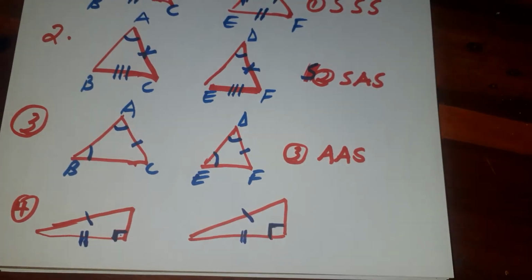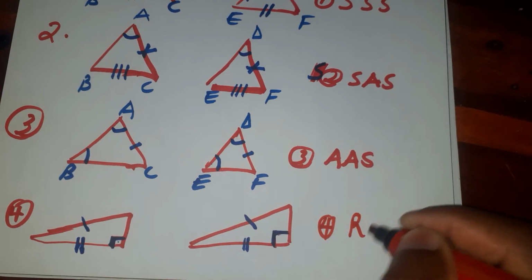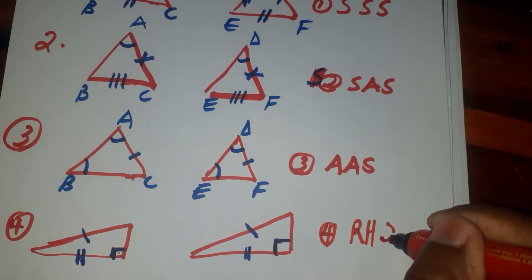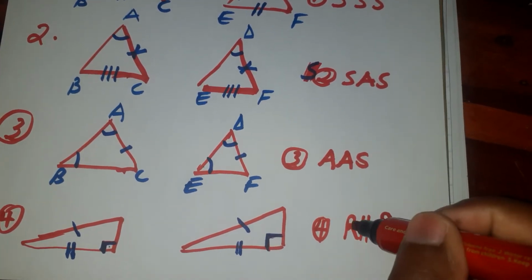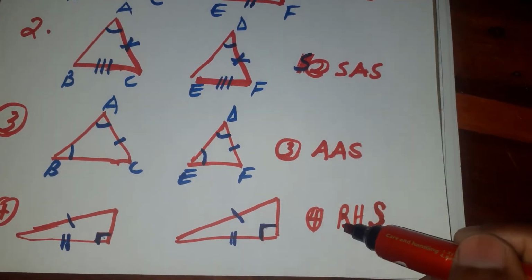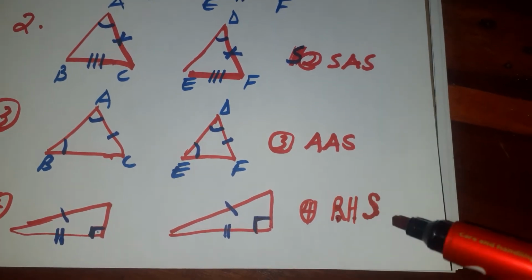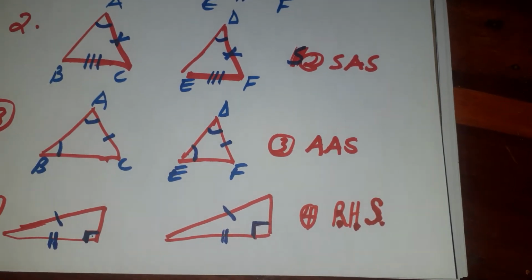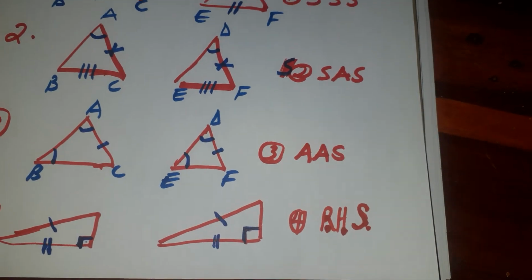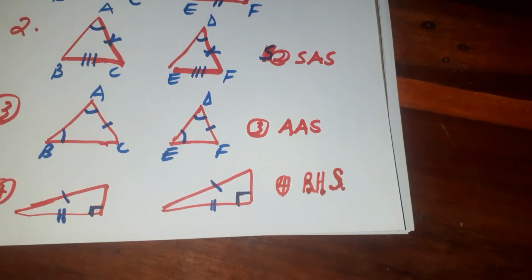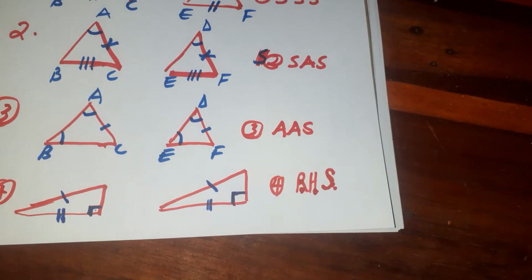Now this one, they say we are now using the right hand side. Not right hand side, but right angle triangle, hypotenuse, and then side. The R is for right angle, while the H is for hypotenuse and the S is for side. If those three conditions are met, then you can say that the two triangles are congruent. Now let's look at one example to illustrate that.